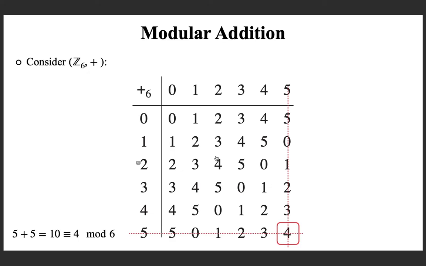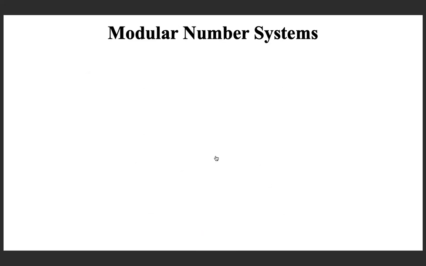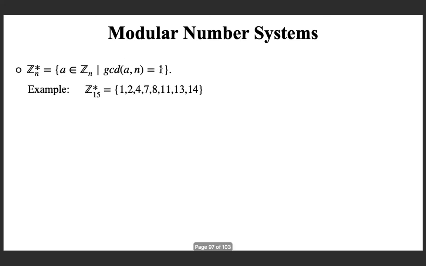Now we are going to the last part of this lecture, where you can see a new set which is Zn star. Zn you know, right? The modular number system from 0 to n minus 1. But Zn star is those numbers in Zn such that that number is relatively prime to n. That is, GCD of A and n is one.